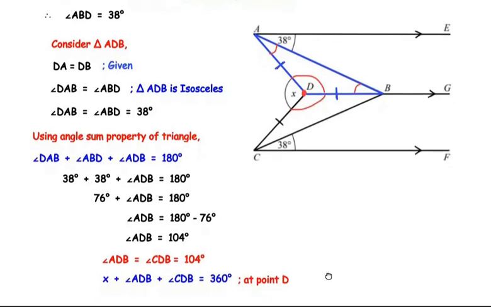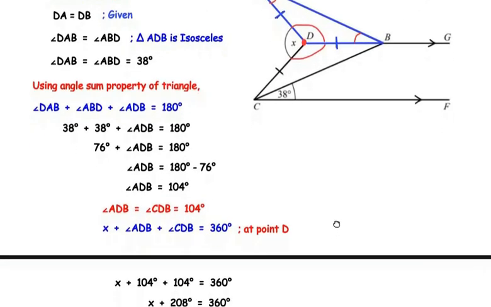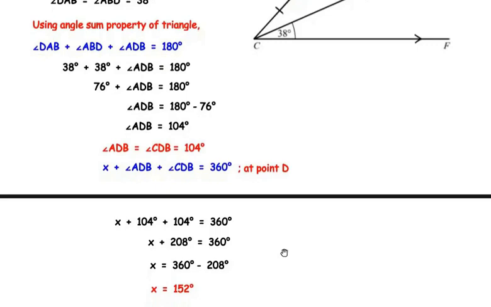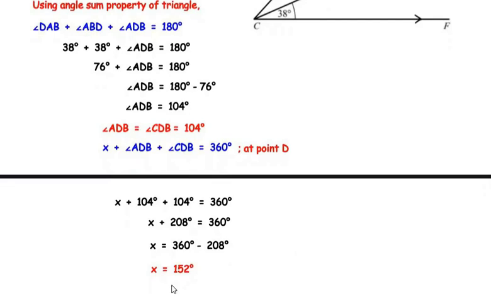Now since we know the values of angle ADB and CDB, we have written X plus 104 plus 104 is equal to 360. Now the sum of these two angles gives us 208. Now subtracting 208 from both the sides of the equal to sign, we get X equal to 360 minus 208, and the difference of these two values gives us the value of X as 152 degrees. So this is the value of X in the given figure.